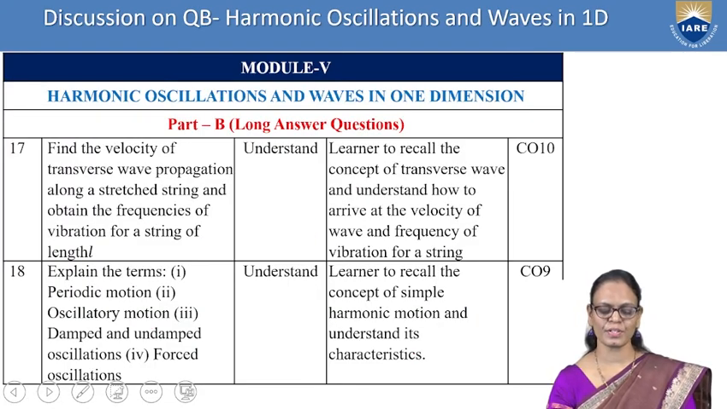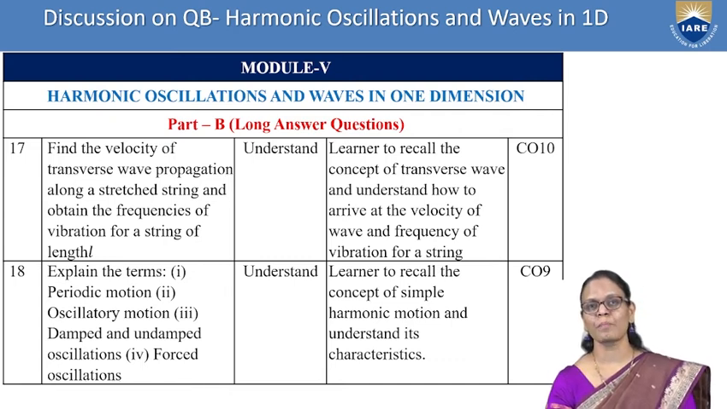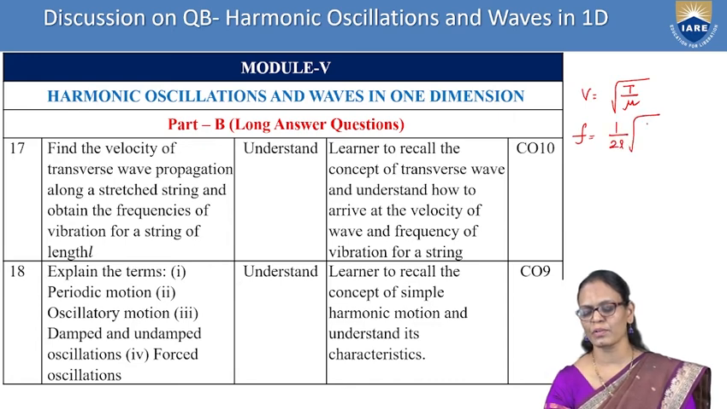Next, find the velocity of the transverse wave propagation along a stretched string and obtain the frequency of vibration of a stretched string of length L. So, velocity means we have V is equal to under root T by mu. And then you also have to derive the expression for frequency. We have seen 1 by 2L under root T by mu. So you should keep on writing all the three laws, combine them and get the expression.